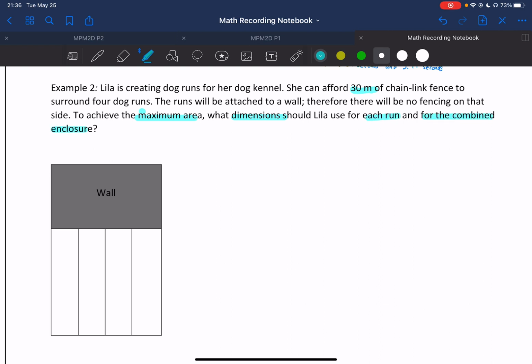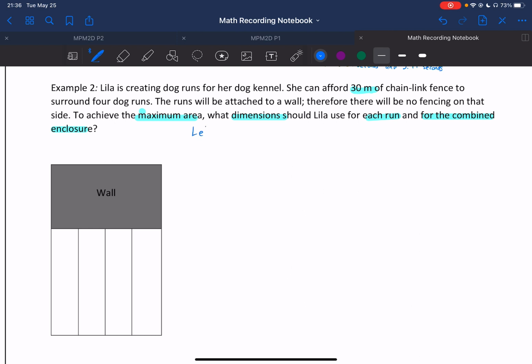So here's a diagram of her run. She has a wall on this side, and here are her 4 lanes. You're going to have a chain link fence here, here, here, here, and here, and a chain link fence on the end. Like any question where we're not given any letters to represent information, we need to make our own. We need to have a let statement.